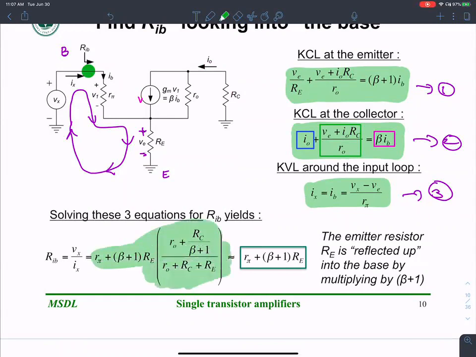Because we are engineers, we care about numbers. We also don't want to pay too much attention to unnecessary accuracy. We are always interested in finding smart, intelligent trade-offs. So if I can trade off accuracy for a little bit of intuition and ease of remembering, that's always welcome. So I'm going to approximate all of this to be r pi plus (beta plus 1) times re.